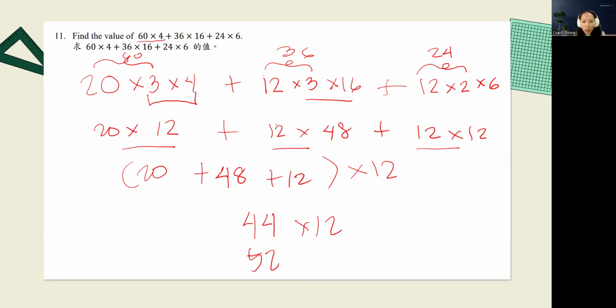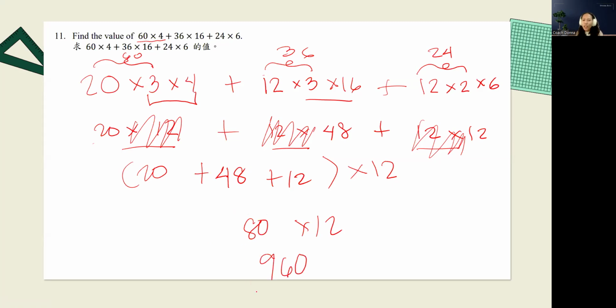Yeah, so we took out the 12. Let's cover that one. Cover that one and cover this one. So notice we'll be left with 20 plus 48 plus 12. Okay, that's great. So 20 plus 48 plus 12, that's 80. 80 times 12 times 12. So that's now 960. Thank you for pointing that out.